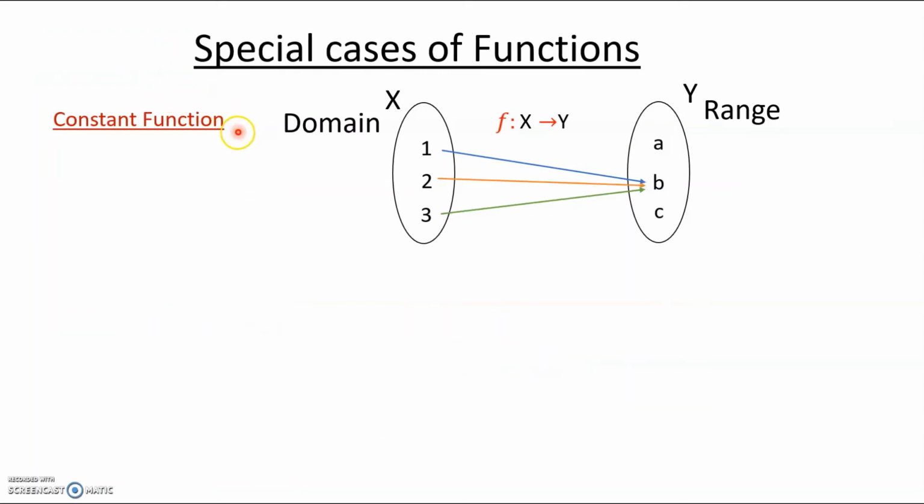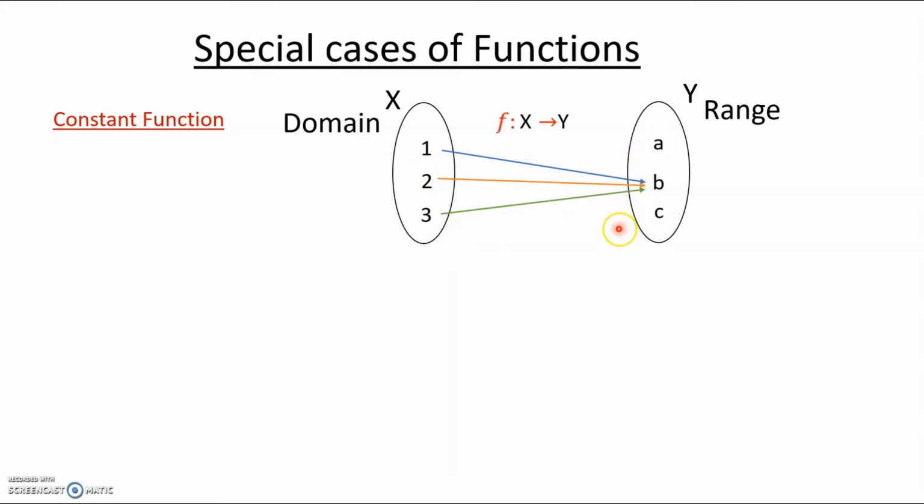Then a function is called a constant function if all the elements in the domain are related by the function to only one element in the range. Whatever you do, you get b from X. They never go to a and c.